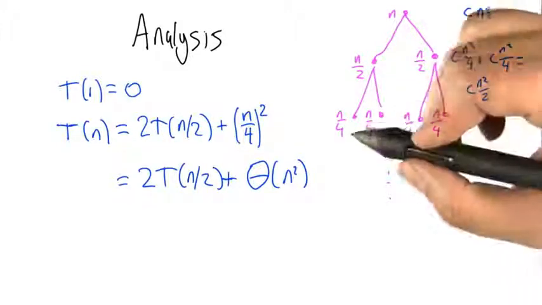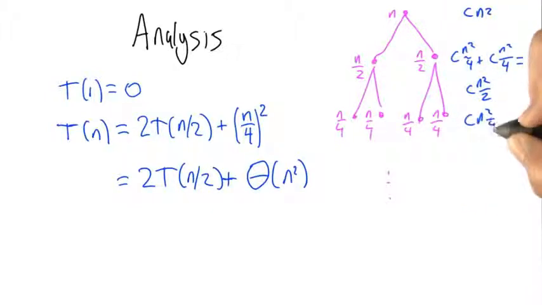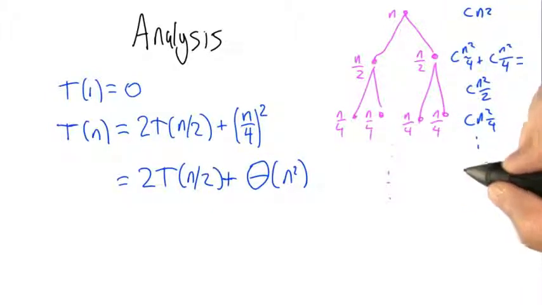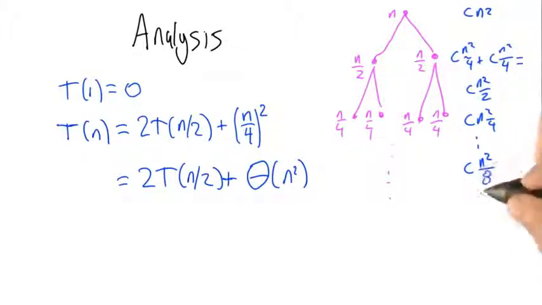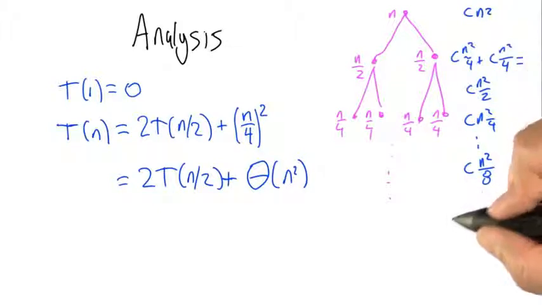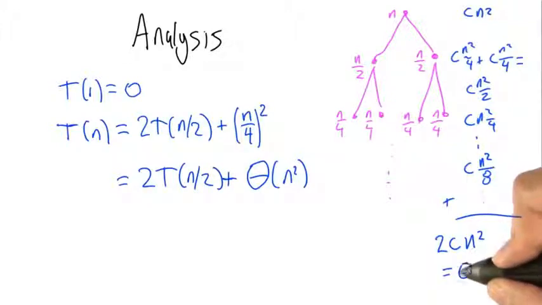Next level down, we square, we get 16, but there are going to be 4 of these now, so it becomes a quarter. In fact, each level down here, we're getting c n squared times 1, then 1 over 2, 1 over 4, 1 over 8, 1 over 16, and so on. And we add all these up, we get c n squared times 1 plus a half plus a quarter plus an eighth and so on, which adds up to something on the order of 2. So when all is said and done, we still have big theta of n squared edges total.